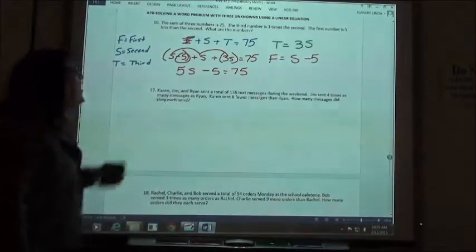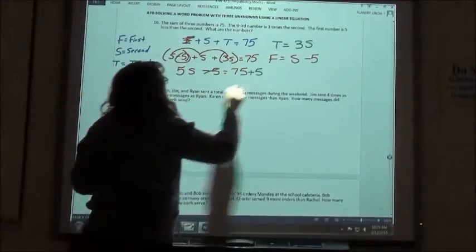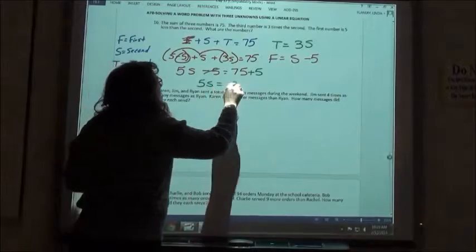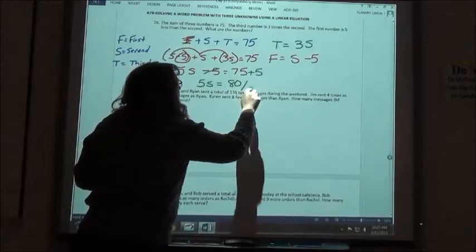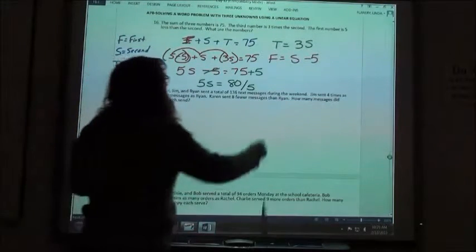I want to solve this for S. So I'm going to move my 5 to the other side. I have to add it. 5S equals 80. And then I'm going to go ahead and divide that by 5 to solve it for S. 80 divided by 5 is 16.